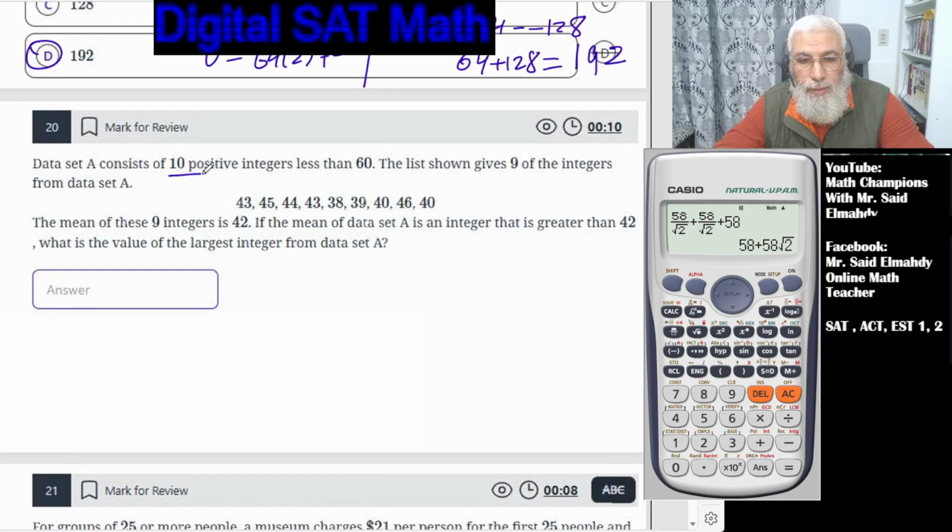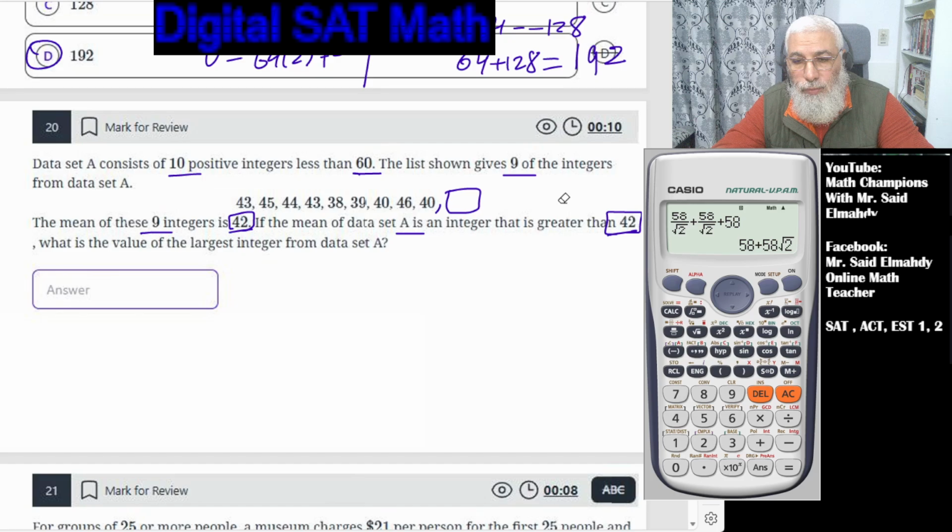Dataset A consists of 10 positive integers less than 60. The list shown gives 9 of the integers from dataset A. The mean of these 9 integers is 42. If the mean of dataset A is an integer that is greater than 42, then the last number should be greater than 42.